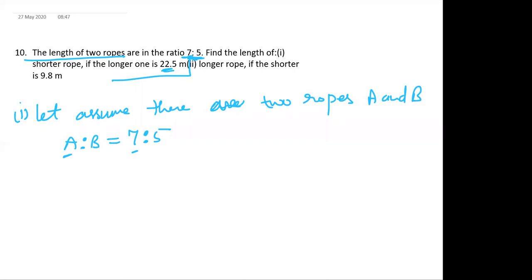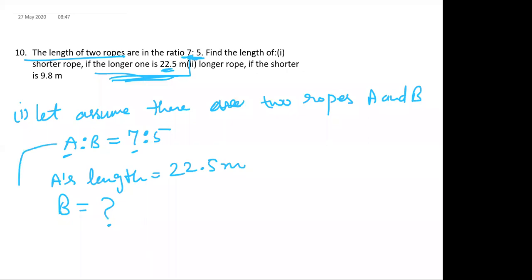That is why A is the longer rope, and the length of the longer rope is given. So we will say that A's length is equal to 22.5 meter. Here you need to understand that this is the length of the longer rope and the ratio for the longer is A. That is why we will say A's length is 22.5. Is it clear? So we have to find B's length.